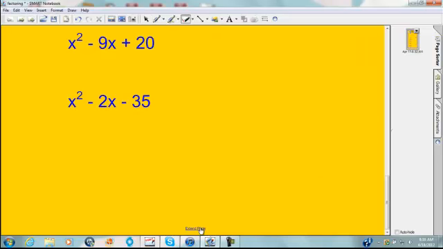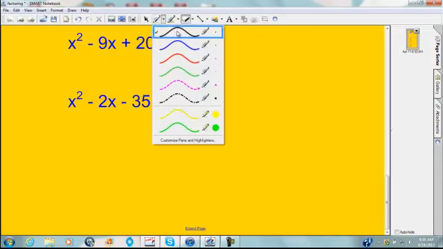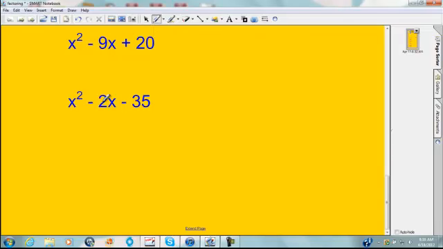And let's do our last example here. Okay, x squared minus 2x minus 35. What are the factors of 35? 1 and 35, and then just 5 and 7. That's it. That's it for the factors of 35.